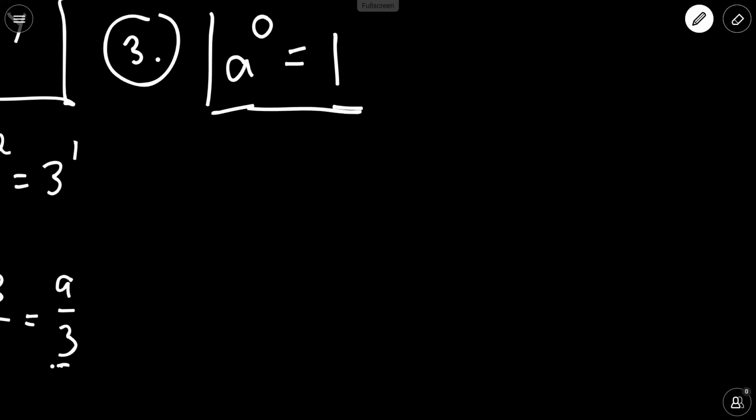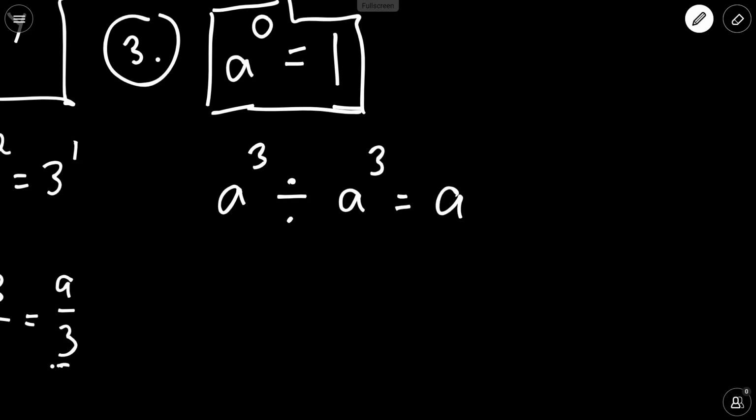Let's think about it. Now that we just talked about when we divide our index form terms, we can follow up with this. Let me give you this example: a to the power of 3 divided by a to the power of 3. We just learned that law, and we can simplify this as a to the power of 3 minus 3, which is a to the power of 0. So that should give us 1.